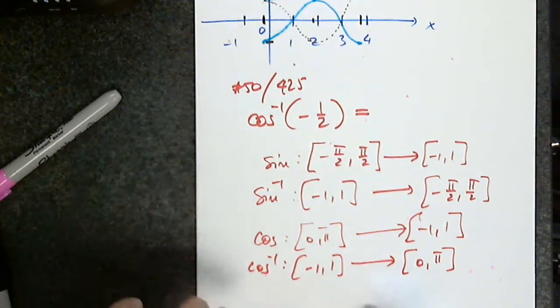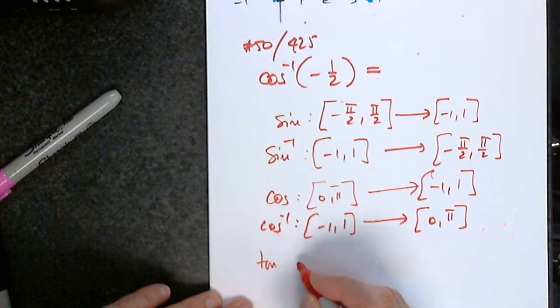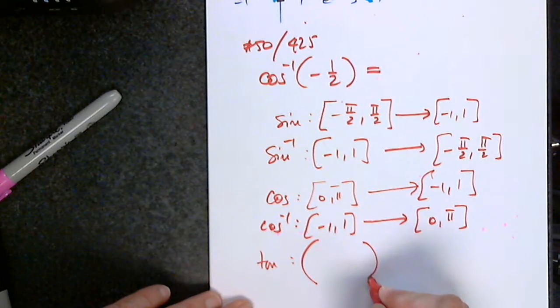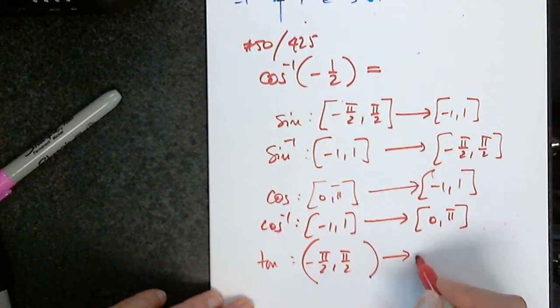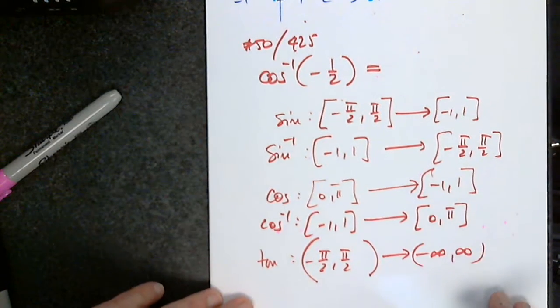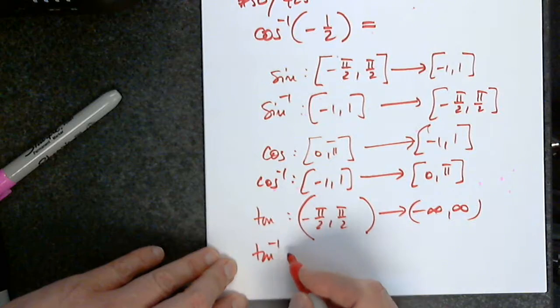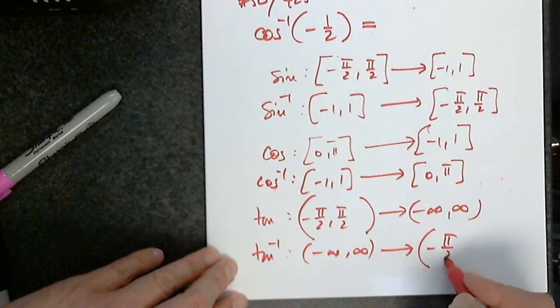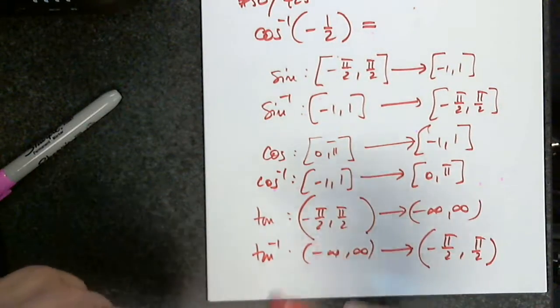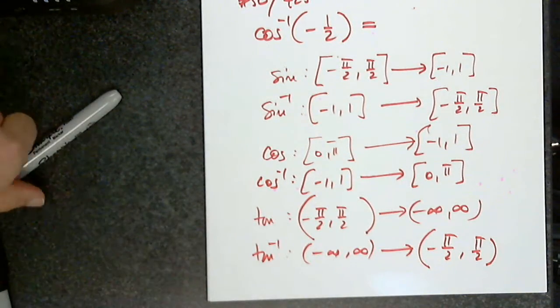Let me also remind you of the tangent. Tangent is defined on parentheses, not brackets, negative pi over 2 to pi over 2, and it takes anything. And tangent inverse takes anything, but it must return between negative pi over 2 and pi over 2. As we know, that's how the inverse function works.